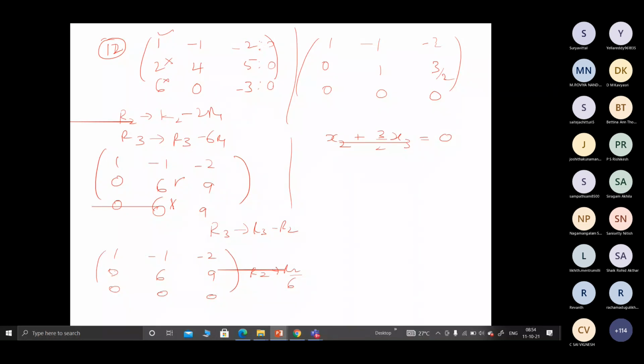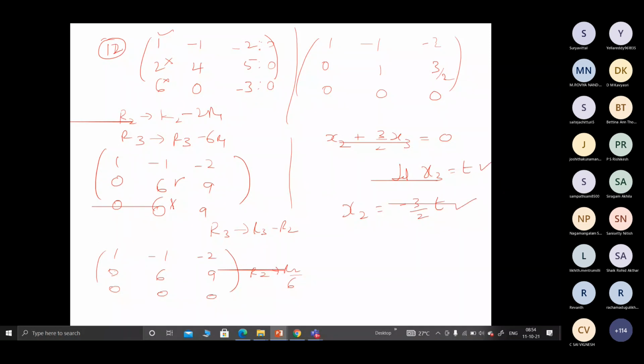Now you see, look at this last equation. There are two variables, one equation. So you can choose one of the variables as arbitrary. So conveniently we can choose x3 as t. Let x3 equal to t. So what is x2? x2 is equal to minus 3 by 2 t. That's it. This is the way you ought to write the solution.